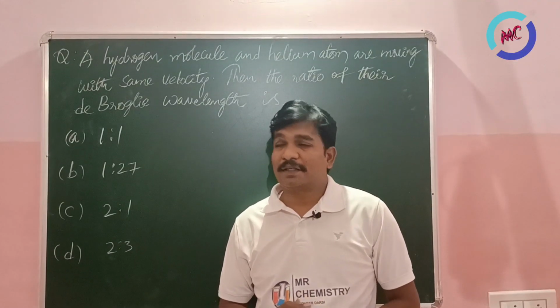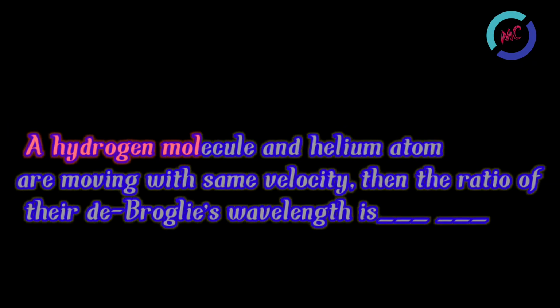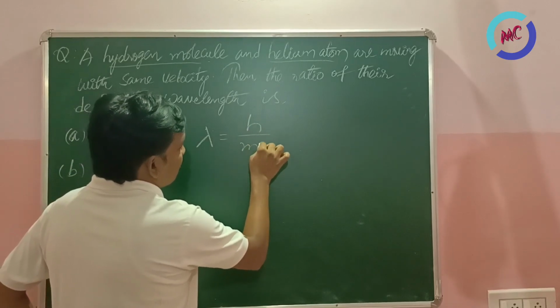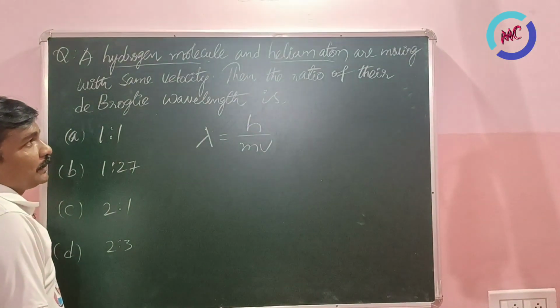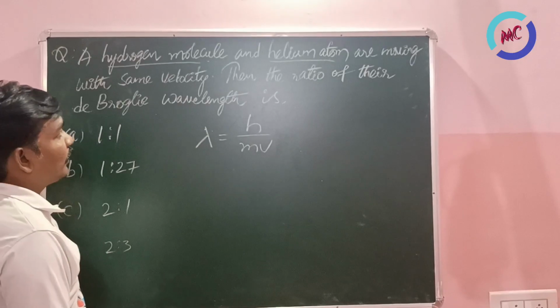Now we have an interesting relation here. See here, a hydrogen molecule and a helium atom. Check this one. Hydrogen molecule, helium atom. That is a molecule, this is an atom. Don't forget that one. A hydrogen molecule and helium atom are moving with the same velocity. One more condition: moving with same velocity. Then the ratio of their de Broglie wavelength is asked. What is the de Broglie wavelength? Lambda is equal to h by mv. They are asking the ratio of their de Broglie wavelength.